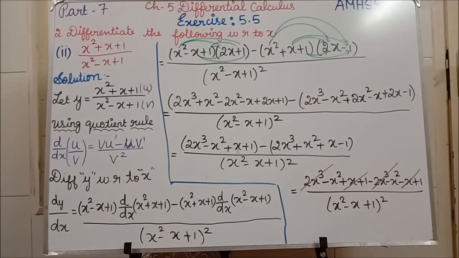Students, in second question, second subdivision now we are going to see. See, it is also in the division form. So we are going to apply the quotient rule. So what is the quotient rule? d by dx of u by v. The numerator part you have to consider as u, the denominator part you have to consider as v. What is the d by dx of u by v formula? v u dash minus u v dash divided by v square. Clear? Now the given question you have to consider as y.